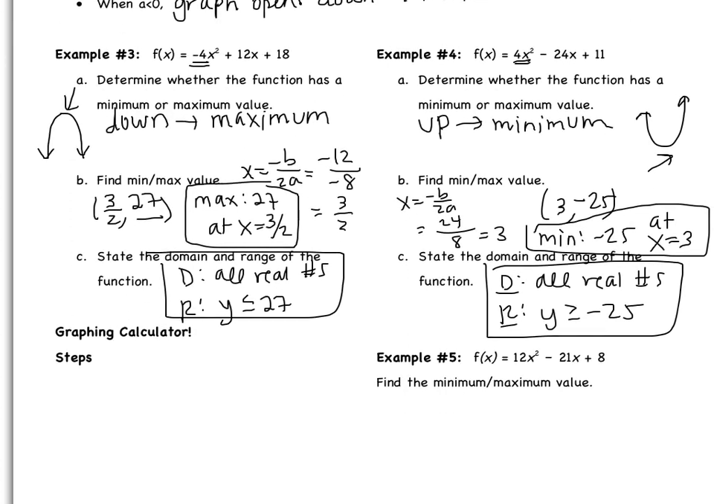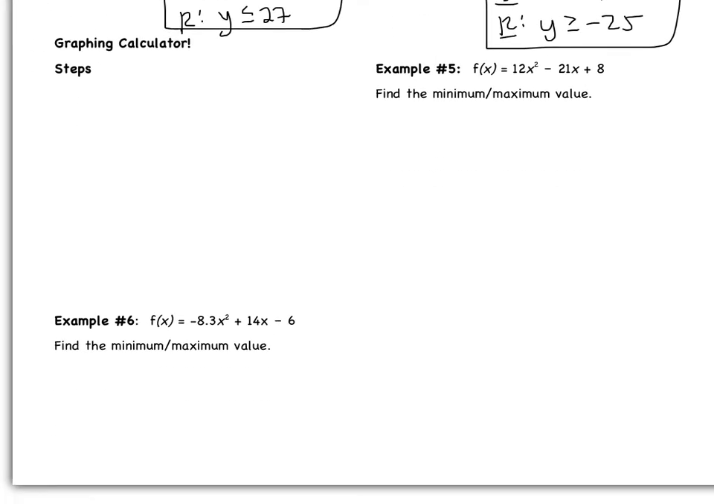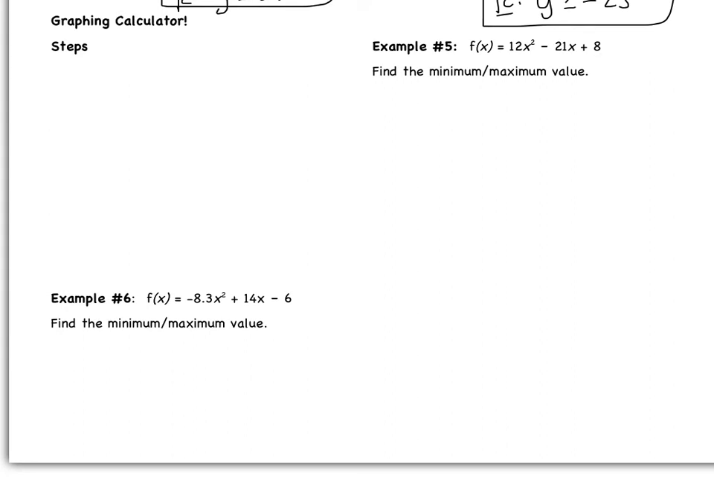So let's move on. We have 2 more examples together, and then you have a final example on your own. The next thing that we're going to do is find the minimum and maximum on the calculator. I want to start by doing example 5, and you're going to see me do the problem on a calculator, and then we'll write down the steps.